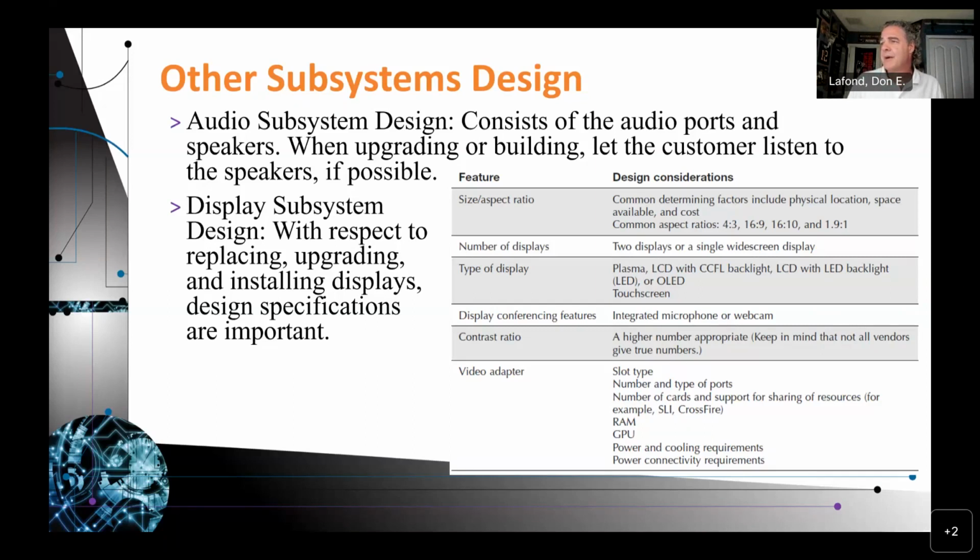Here they're talking about size and aspect ratio, and the table here is talking about video, but they don't actually talk about video on this slide. Oh, they do there, installing displays. Okay. So you have to be aware of the aspect ratio.